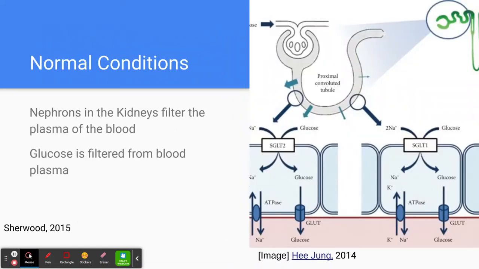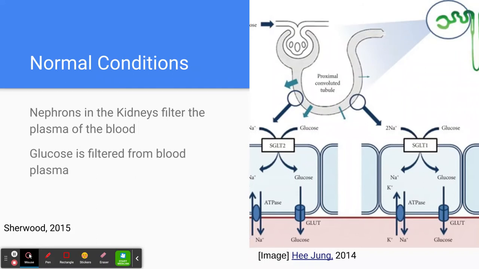So at normal conditions, the blood glucose level in the blood plasma is around 70 to 110 milligrams per deciliter. And that's without eating. If you do eat a meal, it should still stay under about 140 milligrams per deciliter. The entirety of the blood plasma is filtered about 60 times per day. Now, essentially, the higher the blood glucose concentration in the plasma, the more glucose is going to get filtered out.